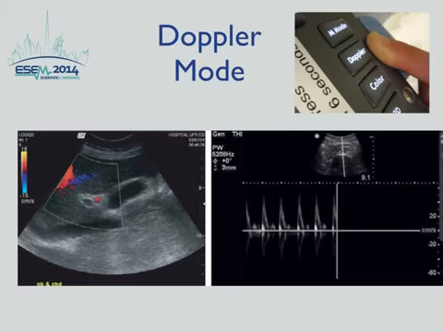Doppler or D mode is an imaging modality that relies on the principle of Doppler frequency shift. Doppler ultrasound can differentiate movement of the reflected ultrasound waves towards or away from the probe. This is represented either by color change, which is known as color Doppler, demonstrated on the left side of the screen, or by audible or graphic peaks, known as spectral Doppler, which is the image on the right side of the screen.